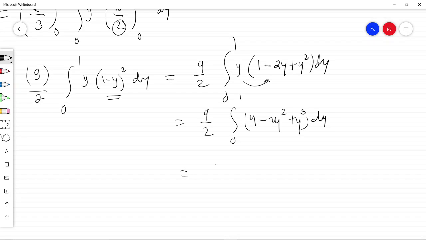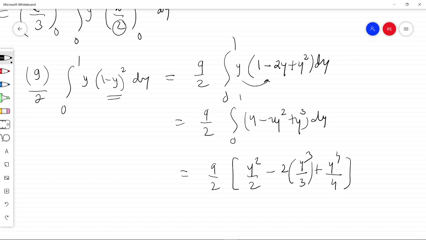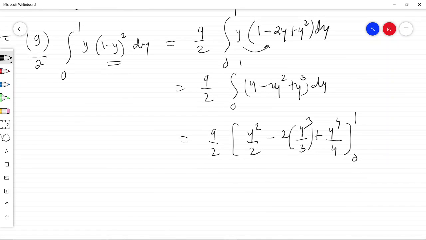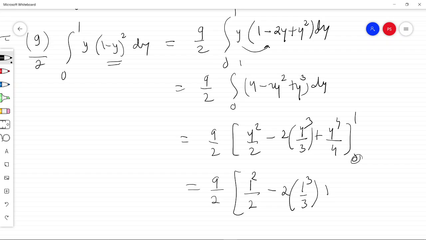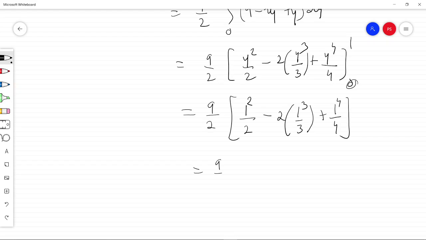Now this gives us 9 by 2. Now this integral has to be solved. Integration of y is y squared by 2 minus 2 times y cubed by 3 plus y raised to 4 by 4 between limits 0 to 1. Now this 0 makes the lower limit entirely 0 and we get 1 squared by 2 minus 2 times 1 cubed by 3 plus 1 raised to 4 by 4. So this is just 9 by 2 into 1 by 2 minus 2 by 3 plus 1 by 4.